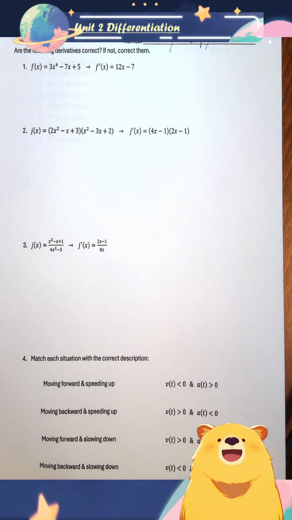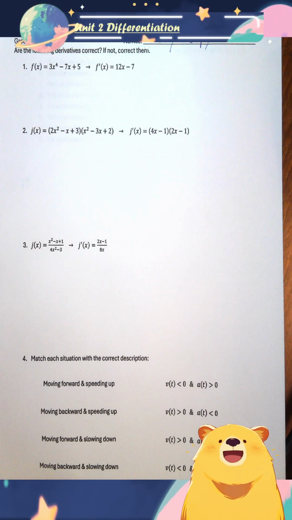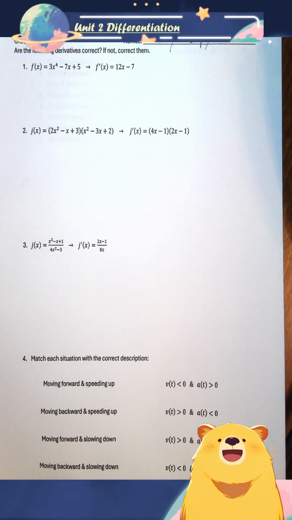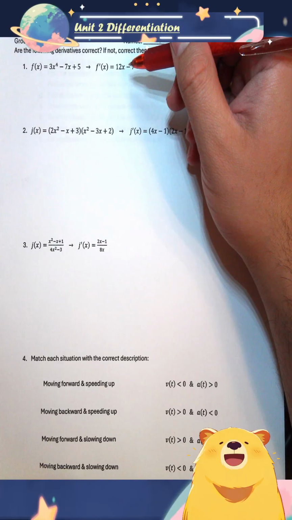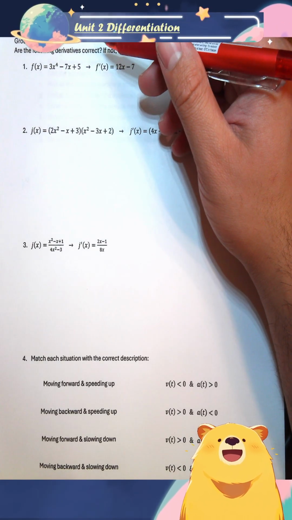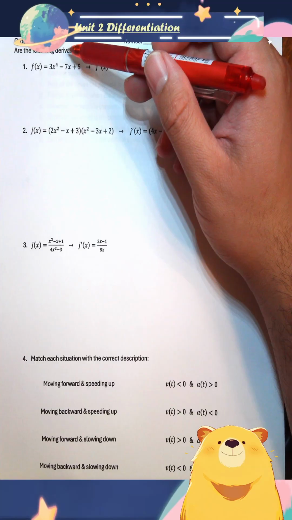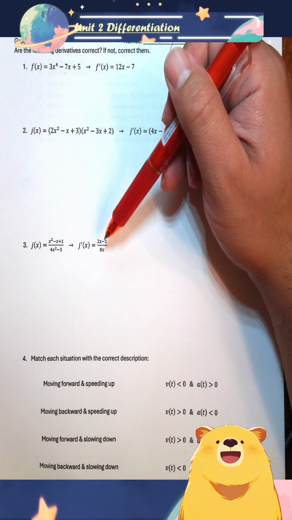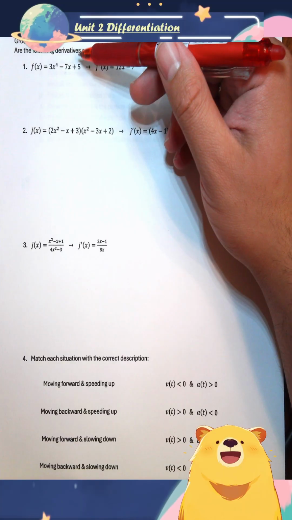Hello, hello. Let's go ahead and go over these answers for the worksheets, excuse me. So let's start here. It says, are the following derivatives correct? If not, correct them. Okay, so you should have gotten that all of these were incorrect. Let's start off with this one.